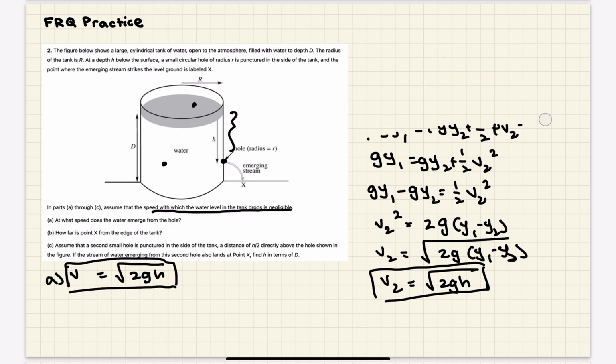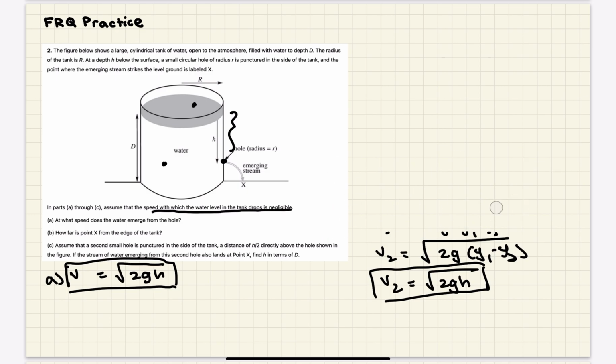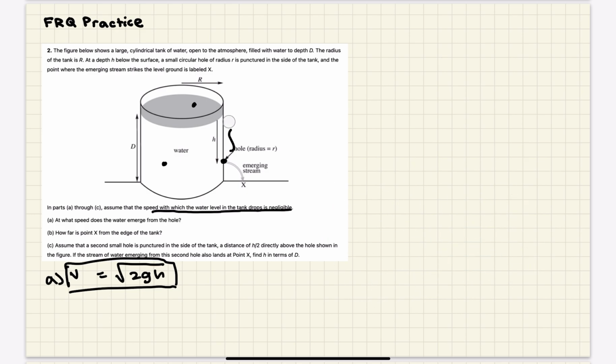Okay, now usually the problems get harder as you move on, A, B, C, D. But in this case, it actually gets easier. I'll show you why in a second. How far is point X from the edge of the tank? Well, we found the velocity here. Is this just kinematics? And it is. Surprisingly, A is the only question that relates to AP Physics 2. We didn't get to C yet, but it also, you can solve without knowing AP Physics 2. B is just AP Physics 1 kinematics.